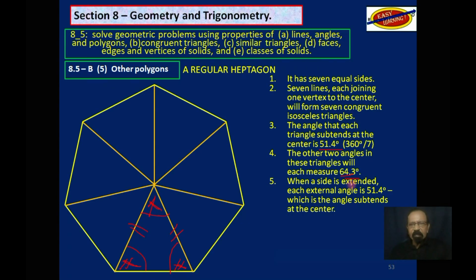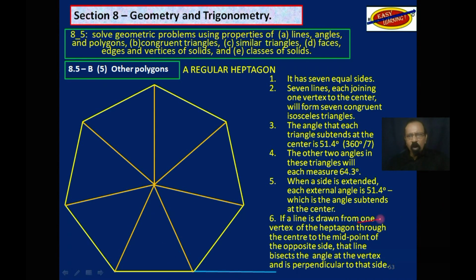When a side is extended, each external angle is 51.4 degrees, which is the angle it subtends at the center. This will be the same 51.4 as that angle there. If a line is drawn from one vertex of the heptagon through the center to the midpoint of the opposite side, that line bisects that angle and is perpendicular to that side.